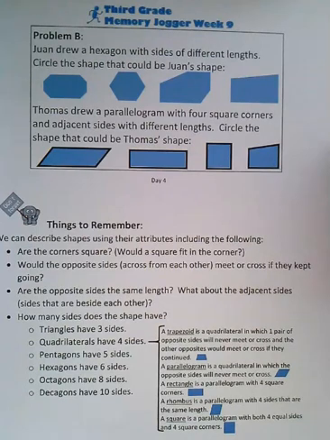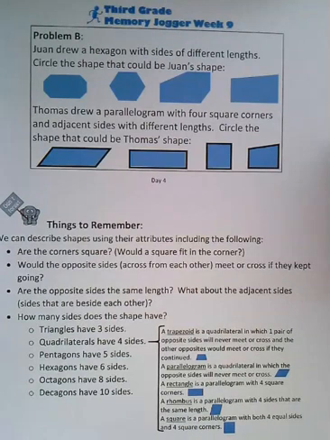There are trapezoids that only have 1 pair of opposite sides that will never meet or cross. A parallelogram has 2 pairs of opposite sides that will never meet or cross. A rectangle is a kind of parallelogram with 4 square corners. A rhombus is a kind of parallelogram with 4 sides that are the same length, and a square is a parallelogram with both 4 equal sides and 4 square corners.